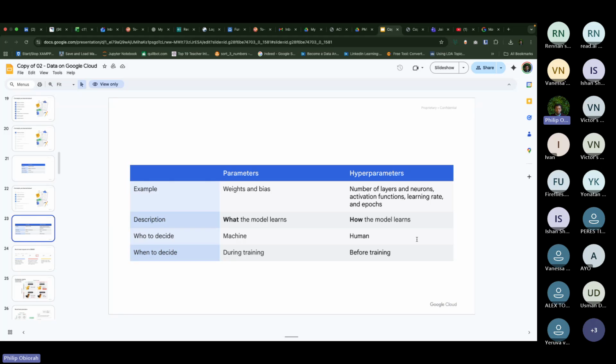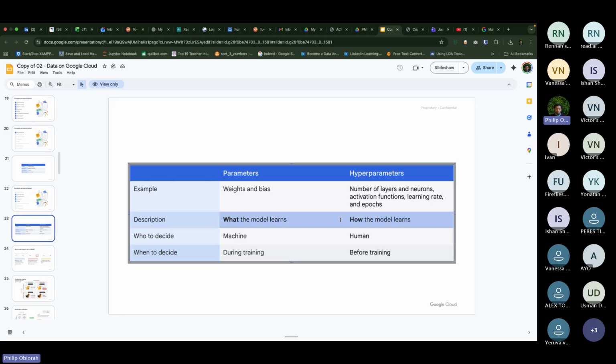This is what the model learns: the weights and bias. And this is how you set how it's going to learn, the structure of the model. Of course, this is set by humans. You don't set the weights. The machine sets and adjusts them automatically, right? You set these hyperparameters before training. Before you begin training, you set this.